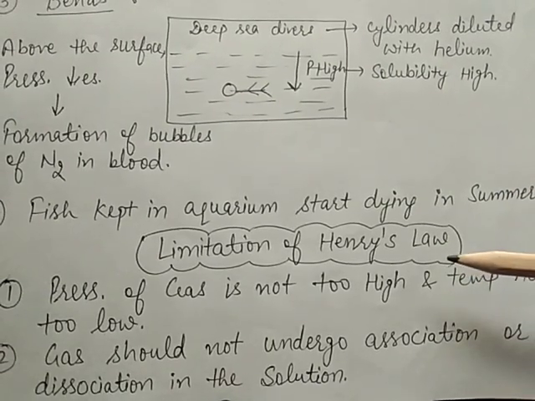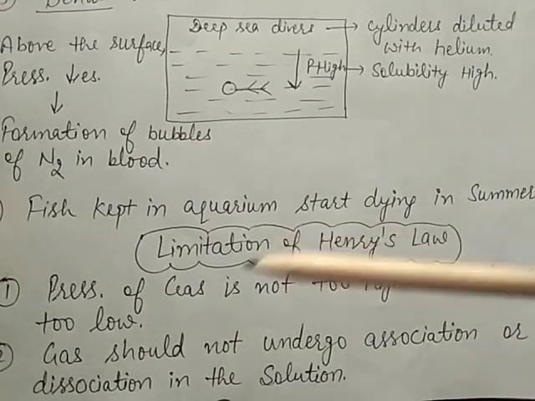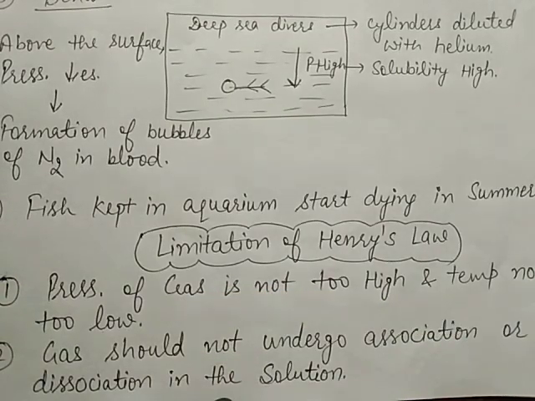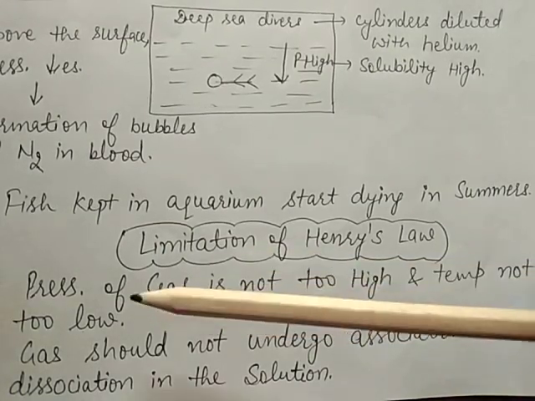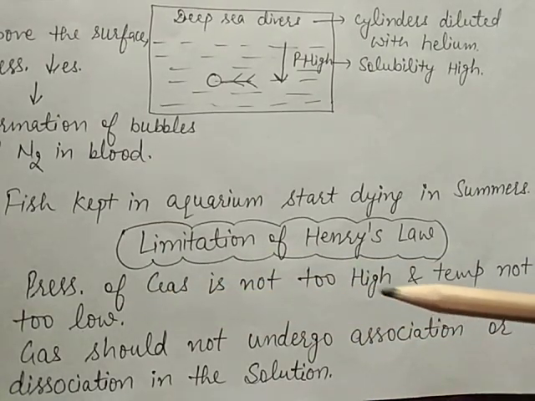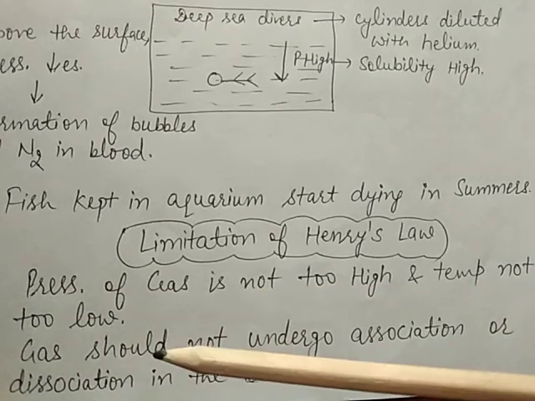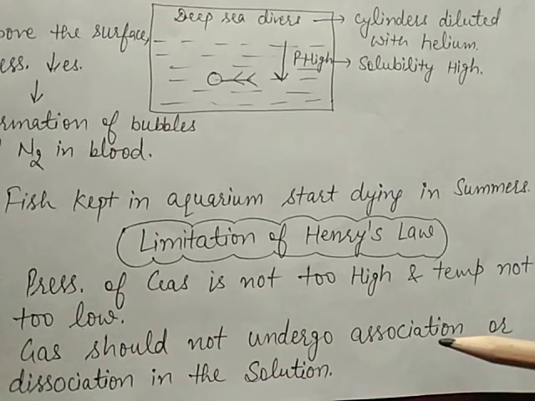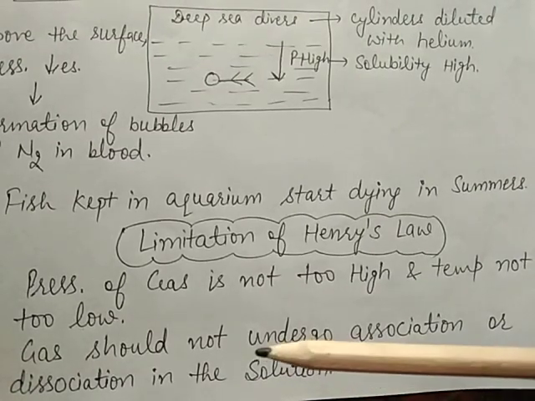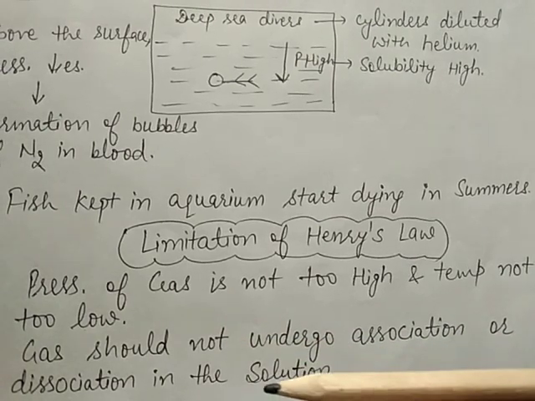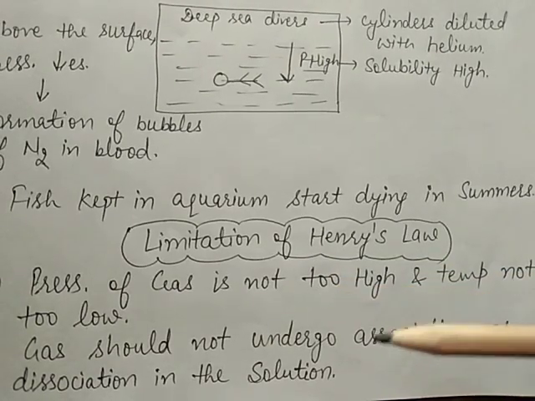Now last is the limitations of Henry's law. What are the limitations? Point number one, Henry law is applicable only when the pressure of the gas is not too high and temperature not too low. Point two, the gas should not undergo association or dissociation in the solution. Point three, the gas should not undergo any chemical change. So all these are the limitations of Henry's law.